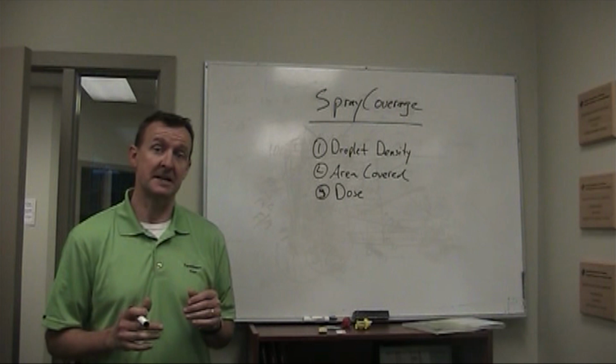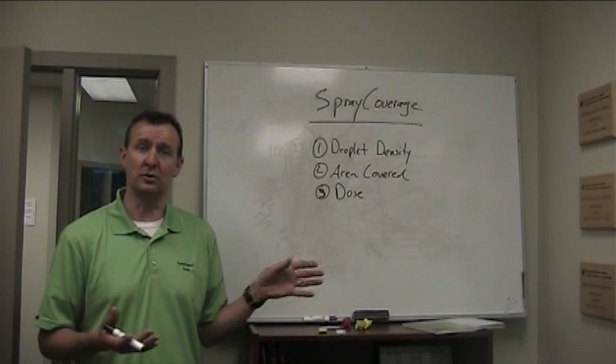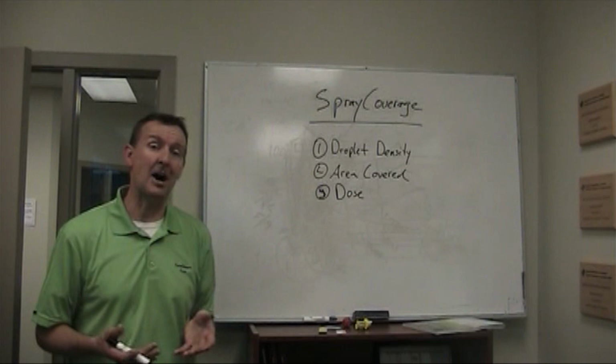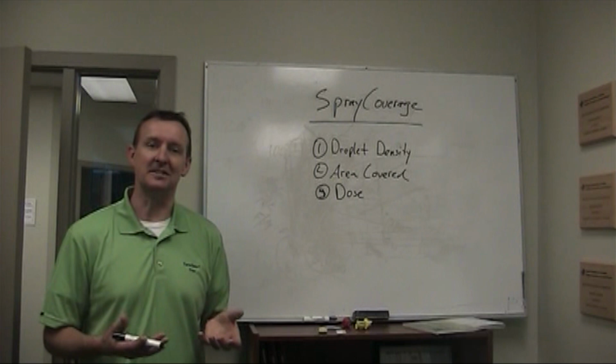Sometimes we just talk about area covered. What proportion of the area is covered, and that refers to a water-sensitive paper situation. We'll show you some in a second. And finally, and ultimately, probably the most important one is the dose. How much dose is actually on the plant? Is there enough material there? Is enough of the herbicide or insecticide or fungicide there to actually elicit the desired biological effect in the plant?